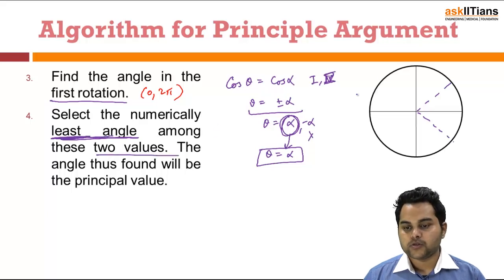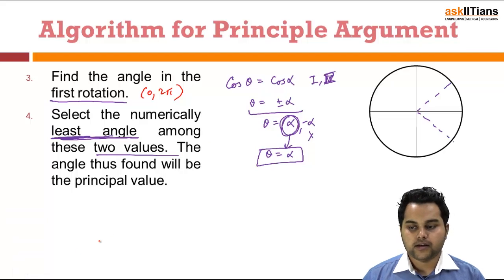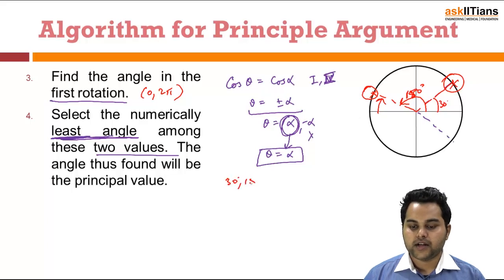Or suppose if I have for sine theta, let's say the two values would be lying, first one would be this and second one would be 180 minus alpha. So of these two values, suppose this is 30 degrees, so this would be 150 degrees. Now among the 150 degree and 30 degree, I would select 30 degree as my principal argument and reject 150 degrees.